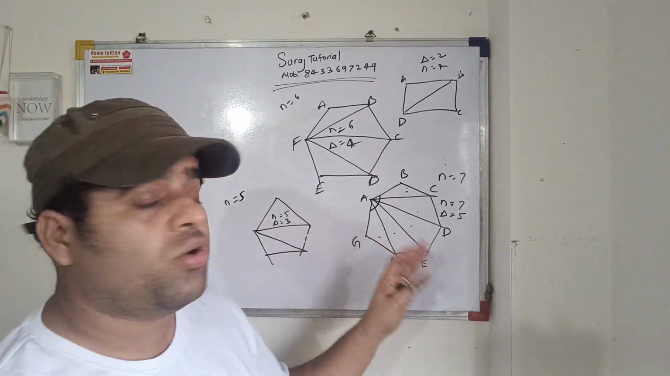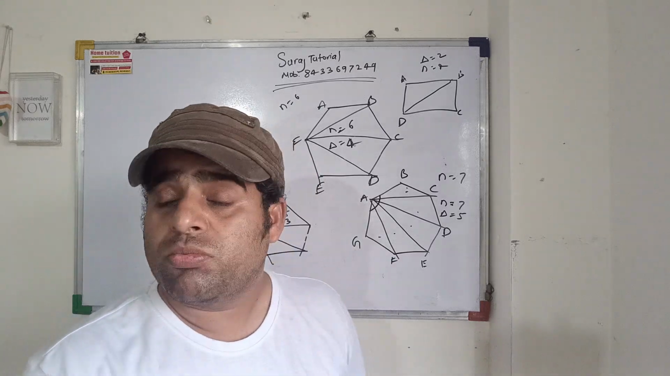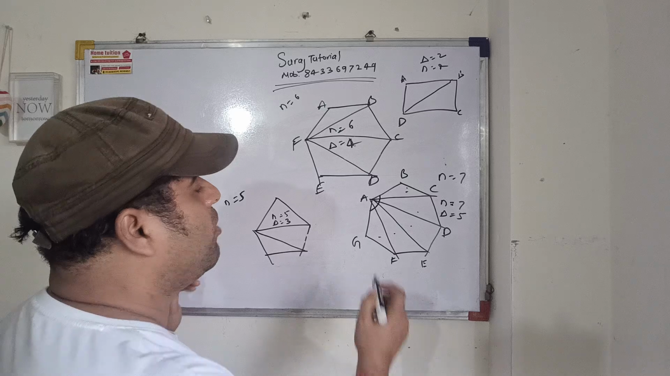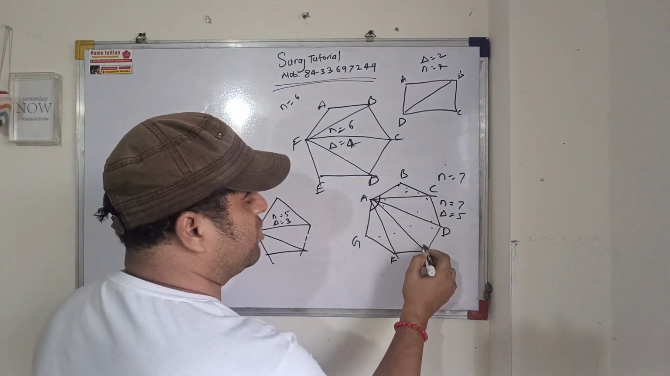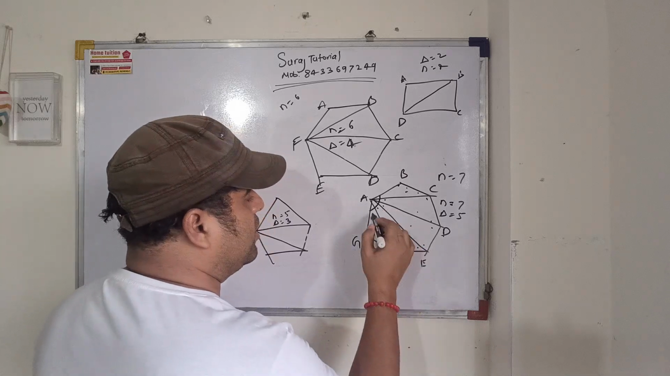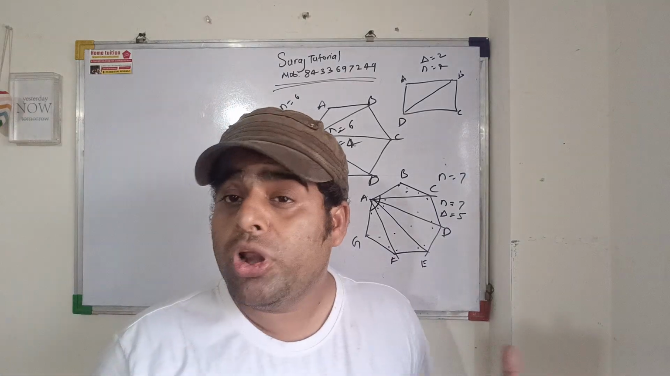These vertices are not anywhere else. They are all actually part of the vertices of the polygon. Therefore, if you find the sum of all the angles of this triangle, this triangle, this triangle, this triangle and this triangle, then you get the sum of all the angles of the polygon.